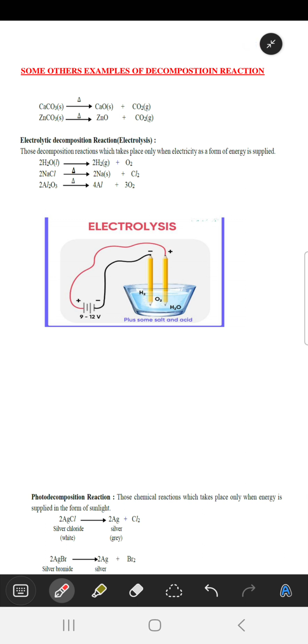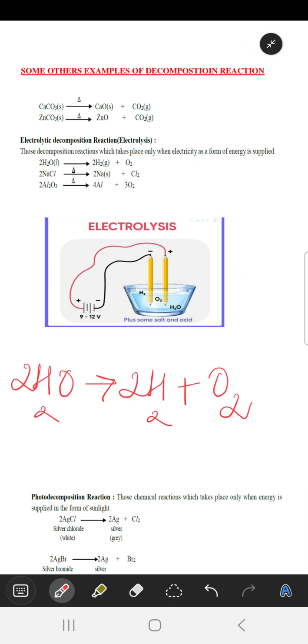The next energy we can use for decomposition is electricity. When we use electricity to decompose a substance, the reaction is called an electrolytic decomposition reaction or electrolysis. The most common example is water. When electricity is passed through water, what we get is hydrogen and oxygen. It is clear from the reaction that the hydrogen we get is twice the amount of oxygen gas.